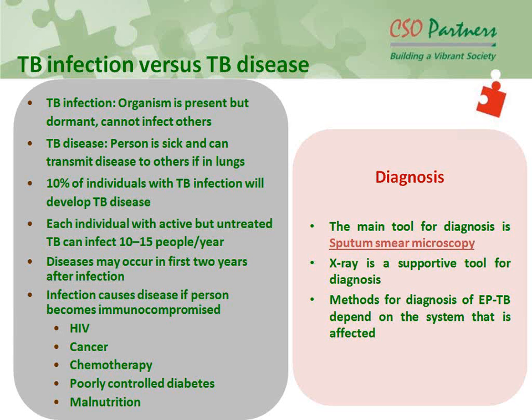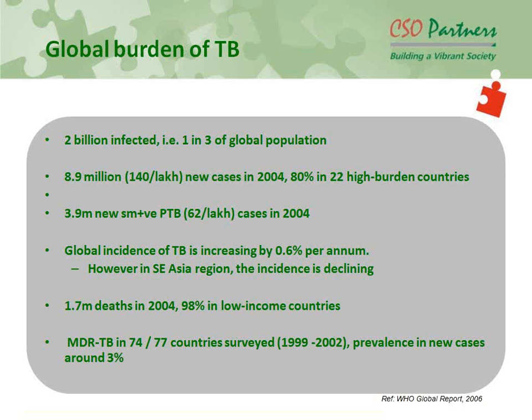Diagnosis: we know the main tool for diagnosis is sputum. We'll have to check the sputum. X-ray is a supportive tool to confirm that. The method of diagnosis of EP-TB depends on the system that is affected. EP is extrapulmonary TB. So if it is pulmonary TB, it is definitely sputum and X-ray. X-ray is a supportive tool, but if it is extrapulmonary, we'll have to see where the TB infection is, and accordingly it has to be confirmed.